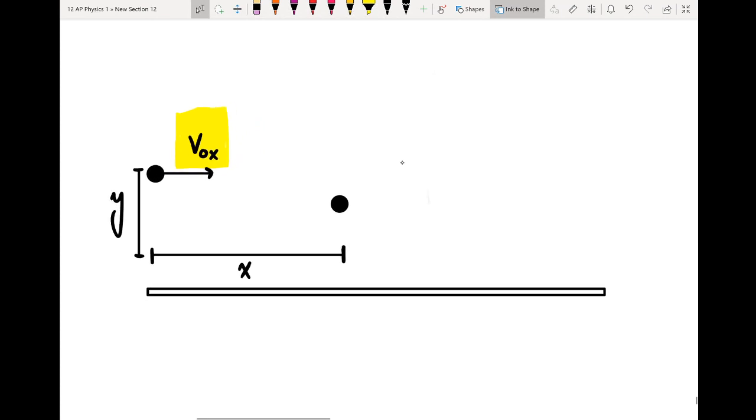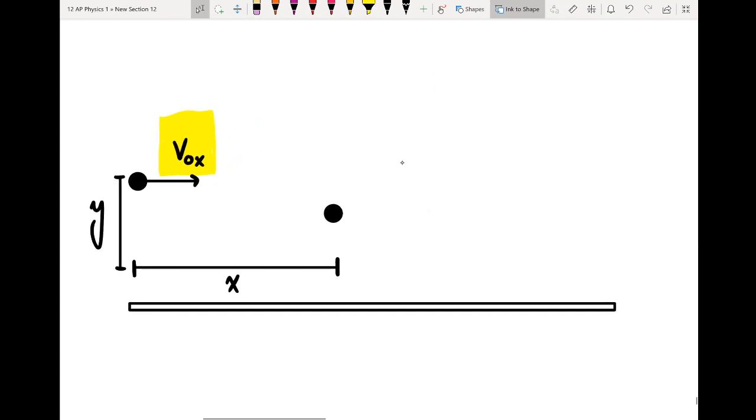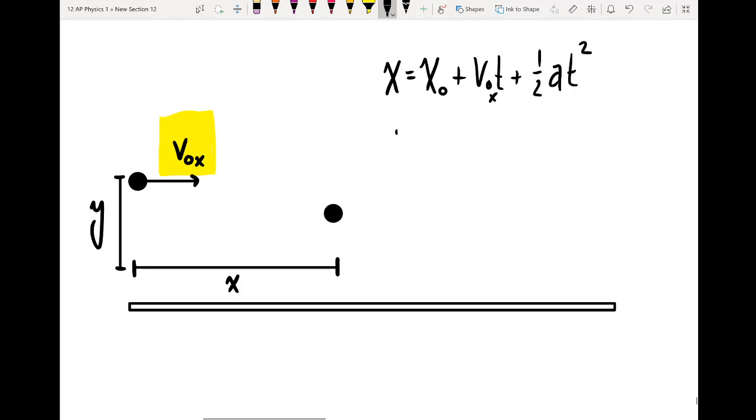I'm going to start off and think about my equations that have v naught x in them. In the horizontal direction, I have this equation: x equals x naught plus v naught t plus 1/2 a t squared. And then I also have this equation that says v equals v naught x plus a_x t. Let's first look at our second equation and think about if this will help us in any way.